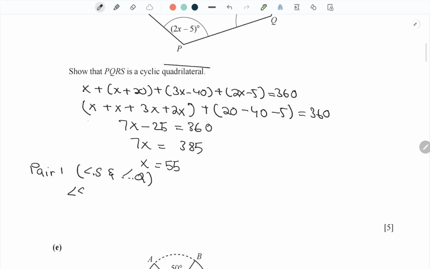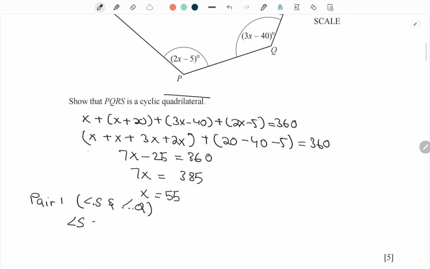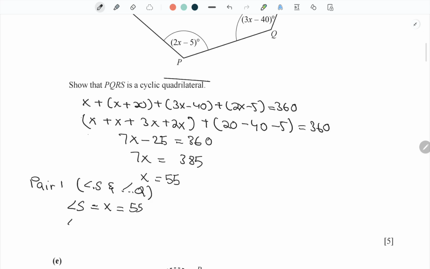So angle S, what is the angle S we have? The angle S equals x, and we know the value of x, that should be 55, right? And the angle Q, we have 3x minus 40, not 4. We know the value of x, so we just substitute it.